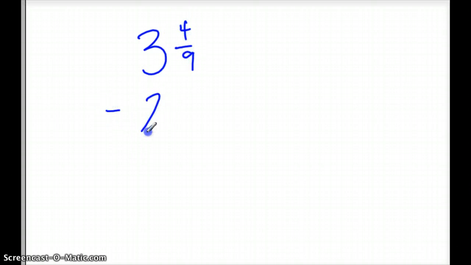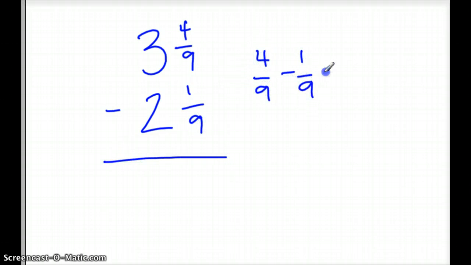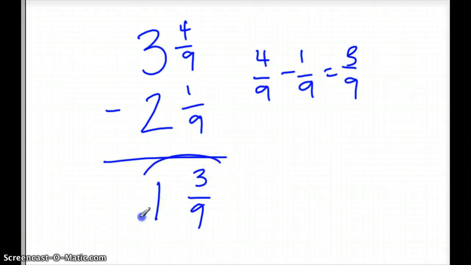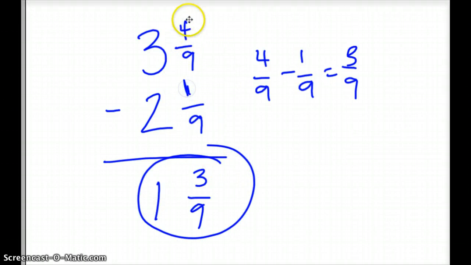Okay, I could also have 3 and 4/9 minus 2 and 1/9, and I get 4/9 minus 1/9 equals 3/9. And 3 minus 2 is 1, so I get 1 and 3/9. This works very nicely because 4 is bigger than 1. The bigger number is on the top number.